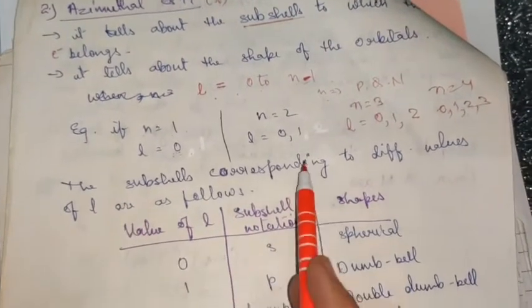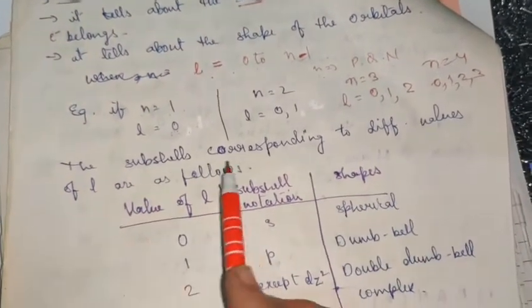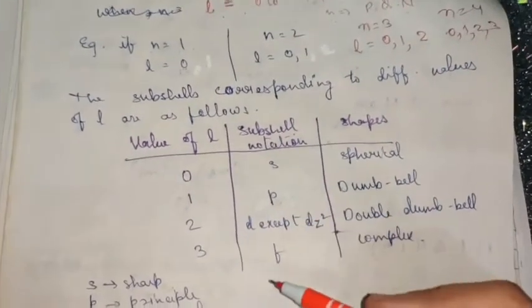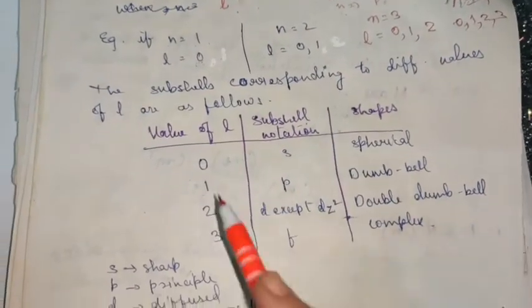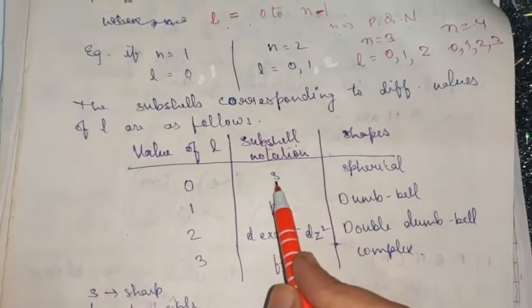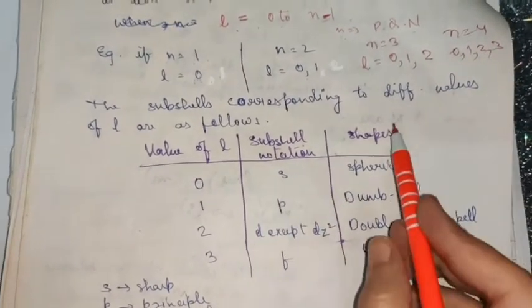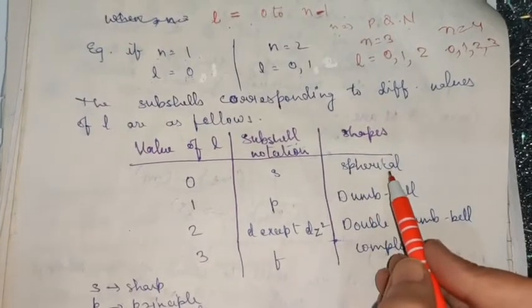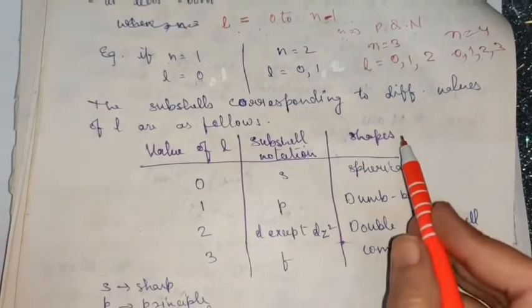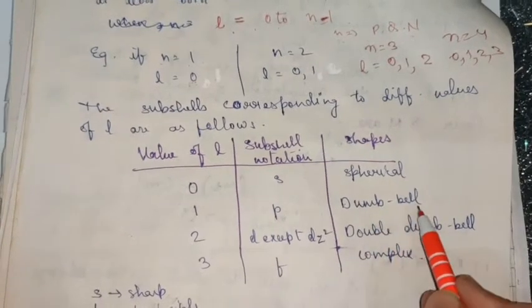The subshells corresponding to different values of L are as follows. You have to remember these 4 subshell notations when the value of L is known. If the value of L is 0, the subshell is s, and the shape of s is spherical. If the value of L is 1, it is p. The shape of p is dumbbell.